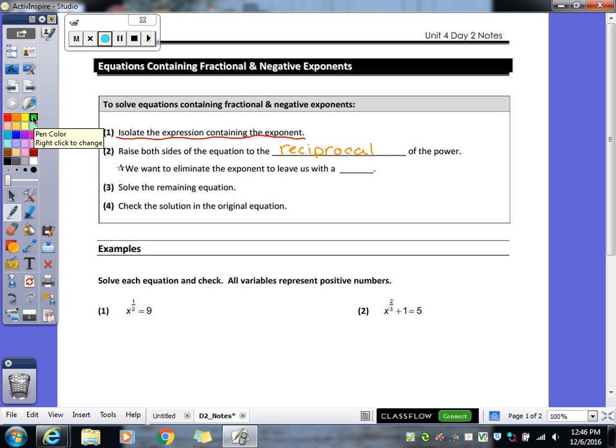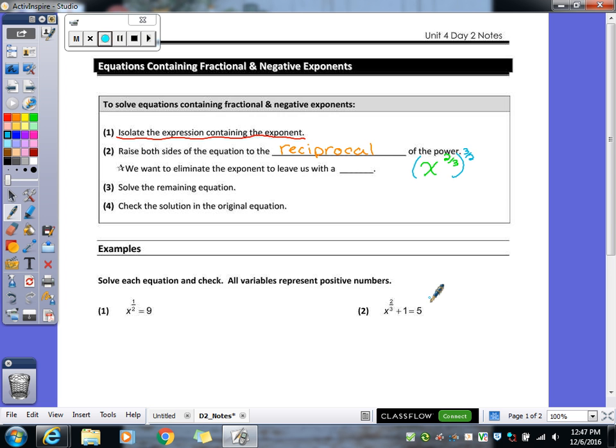So what that means is, let's say, for example, we have x to the 2/3. What we do is we raise it to the reciprocal power, meaning you want to flip the exponent. So you raise it to the 3/2 power. You just flip that fraction.